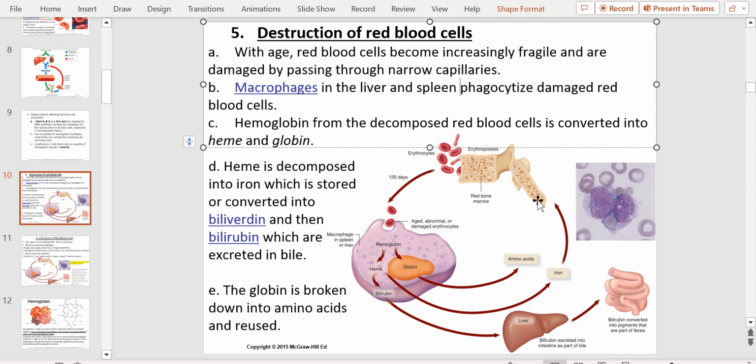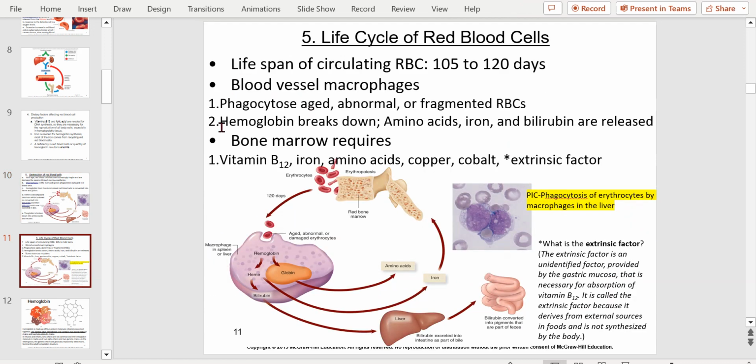Iron is recycled, amino acids are recycled, and the whole process starts again. This is just a shot there of the NRBC getting the chomp chomp here. It's getting phagocytized. Just moving on to the next slide here. Kind of says the same thing here. Nothing too different, but phagocytosis here of an erythrocyte by macrophages there in the liver.